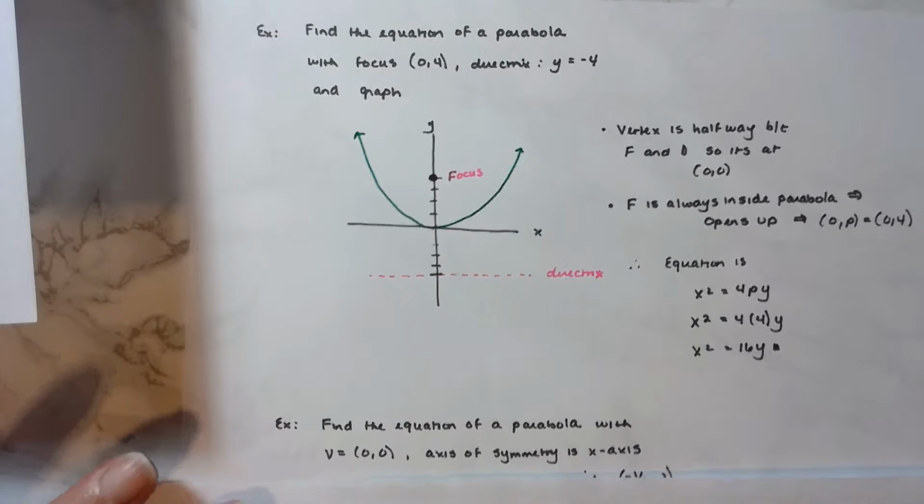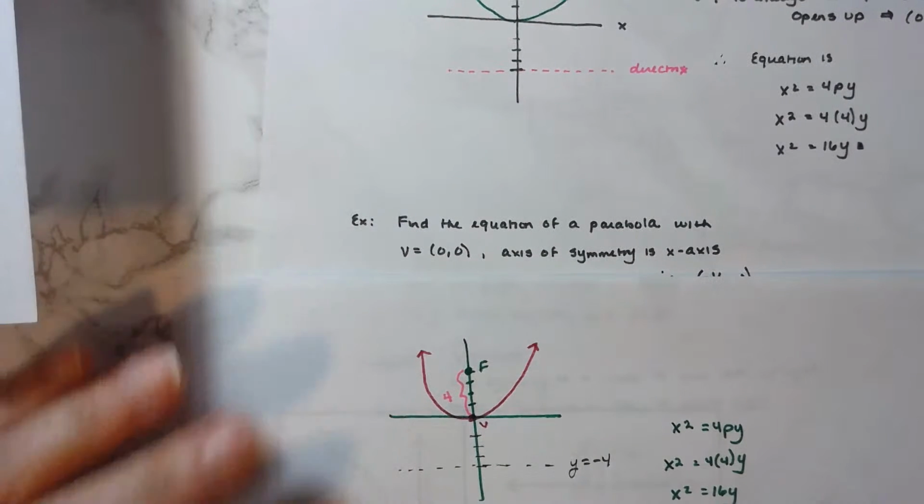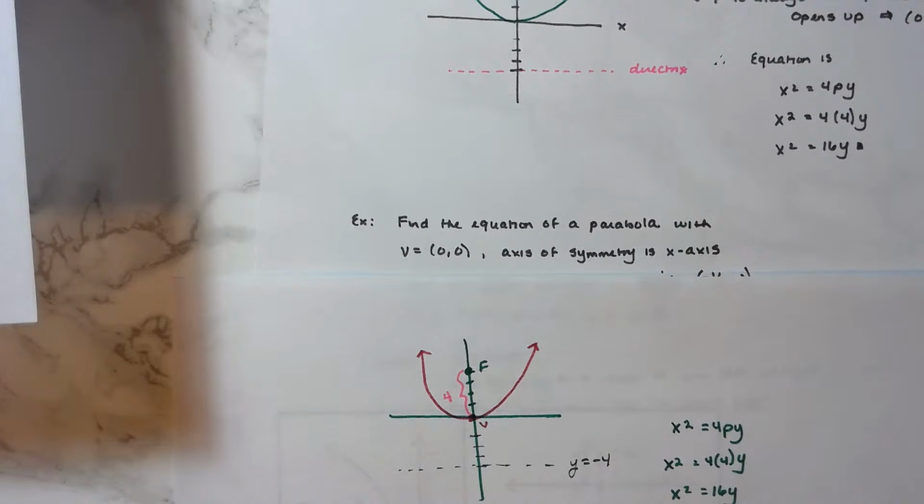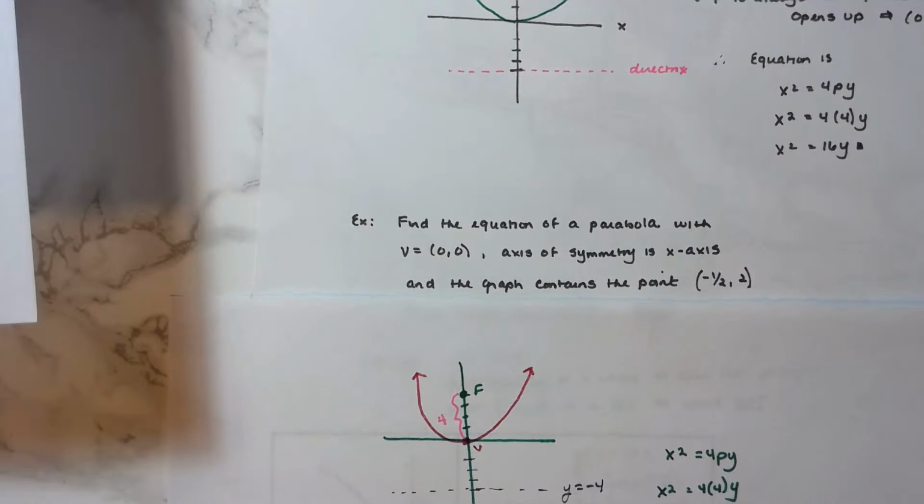Here's one last one with a vertex at 0, 0, and then we'll talk about some craziness. So let's find the equation of a parabola with a vertex at 0, 0. The axis of symmetry is the x-axis, and the graph contains the point negative 1/2, 2. Yikes. That's different. No, it's not.